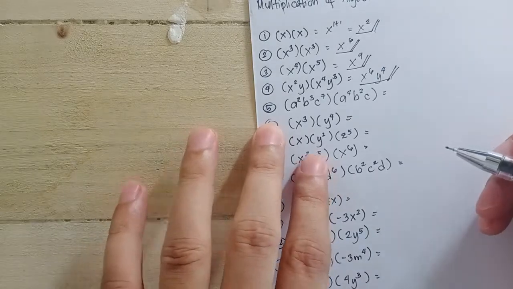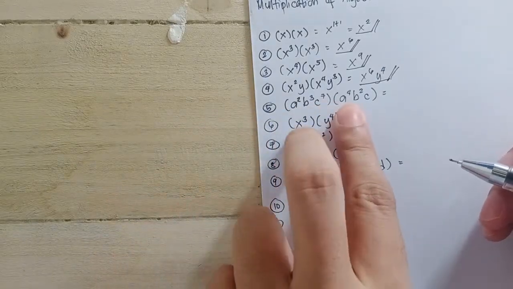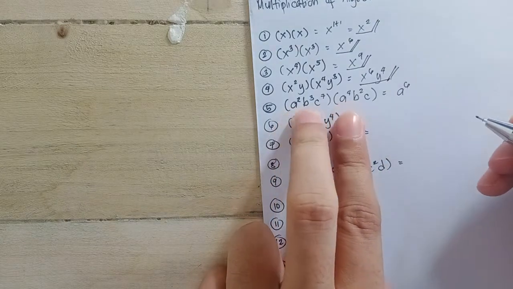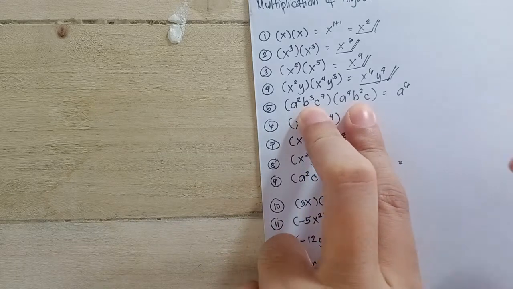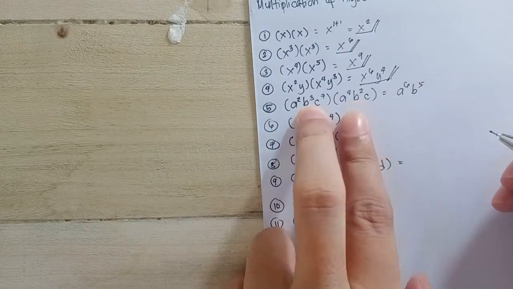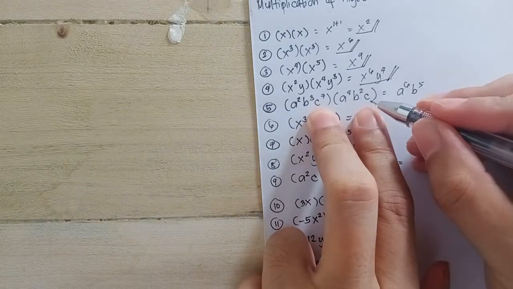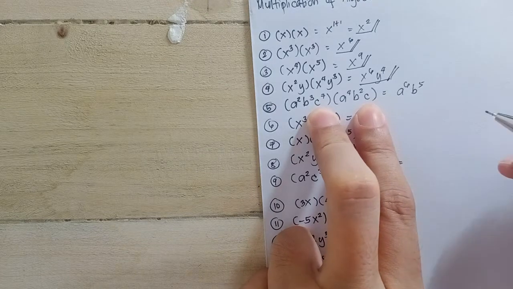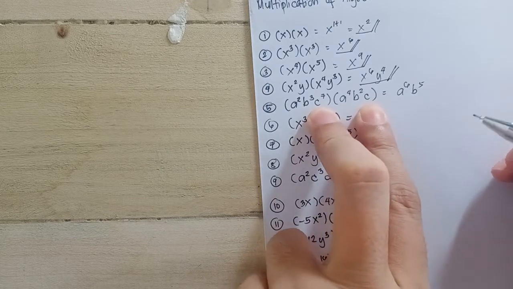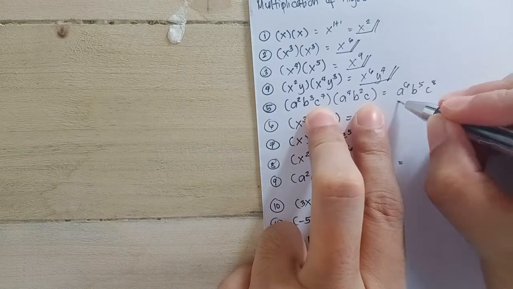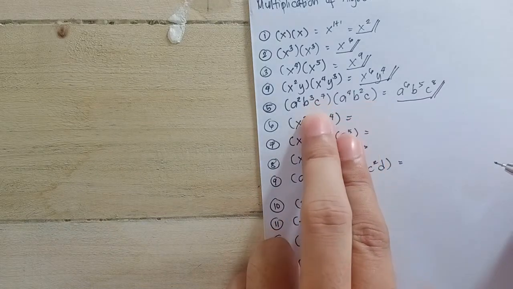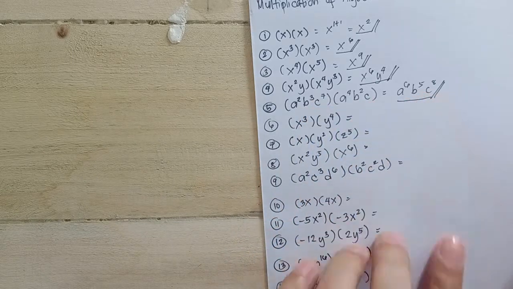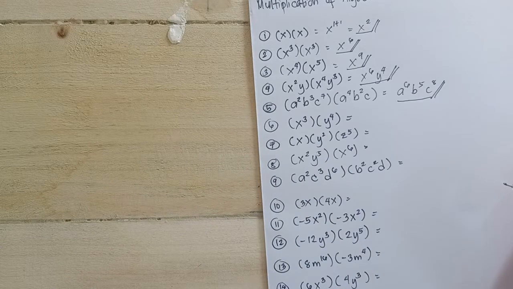Next, number 5. So may a sa first group, may a doon sa second group, sila yung pagsasamahin ng exponent. So a raised to 6, and then yung b raised to 3, b raised to 2, magiging b raised to 5, c raised to 7, and then c. So again, pag tinaka-indicate ko ang exponent, ibig sabihin 1 yun. So c raised to 7 times c is c raised to 8. Meron kang 7 c, meron kang isang c. So total 8 c.